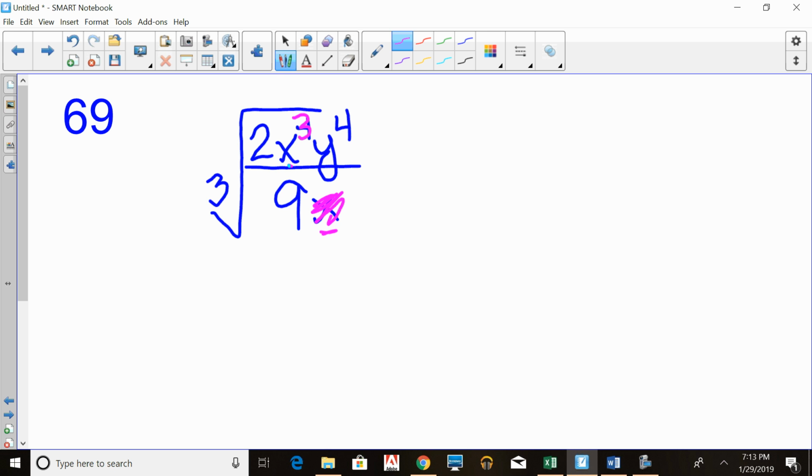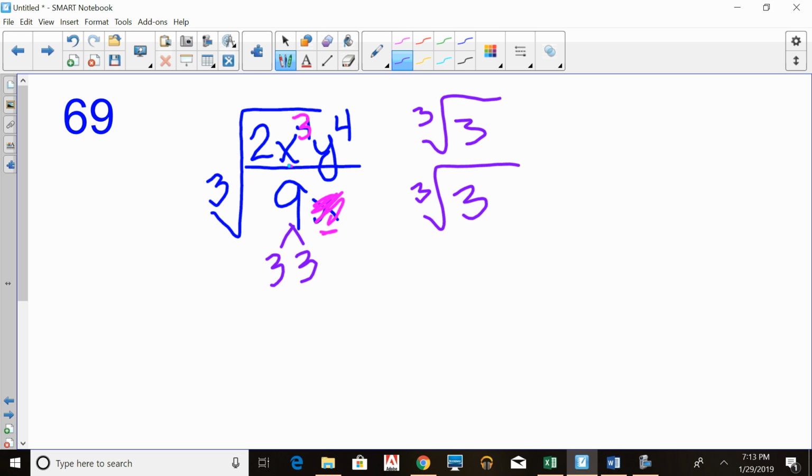A couple ways you can go, but since this is 9, that's the same as 3 times 3. So we need how many more 3's to get rid of the cube root of this thing in the denominator? Well, we need one more 3. So we have to multiply the numerator and denominator by the cube root of 3. This 3, that 3, and that 3, that would be 3 to the third power, but we have cube root of it. And the cube root of 3 to the third is just plain old 3.